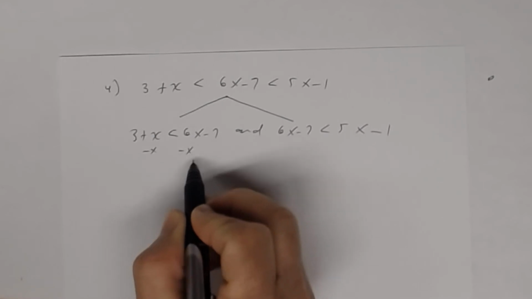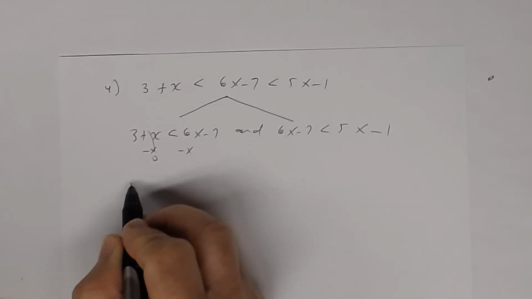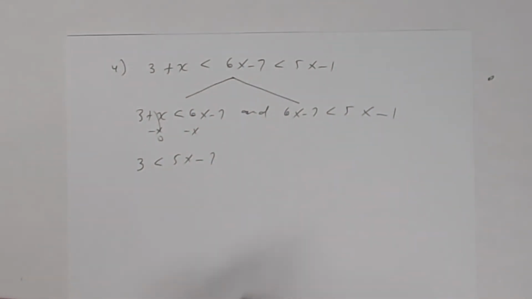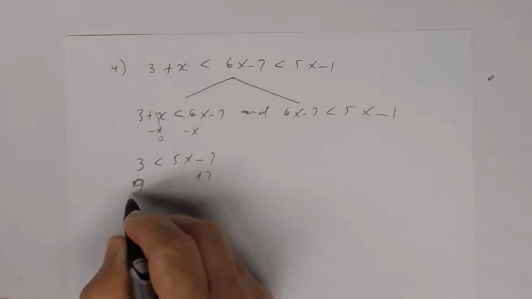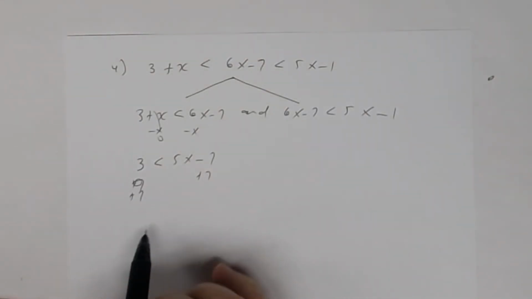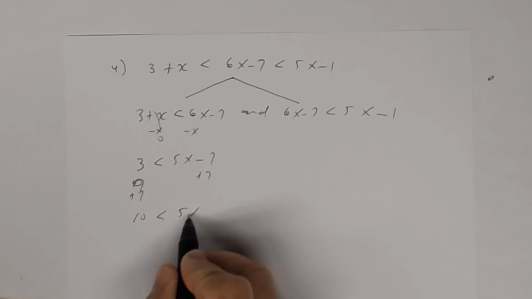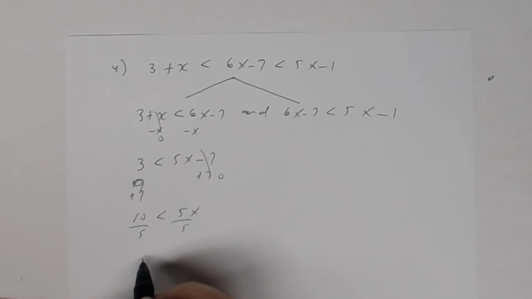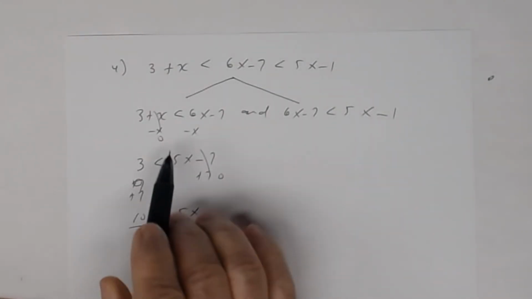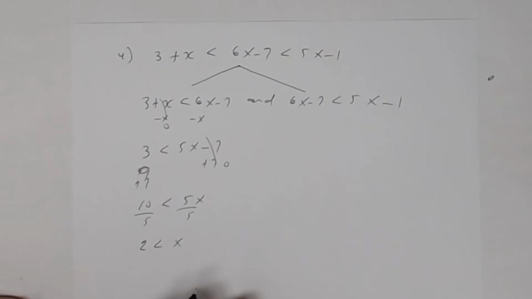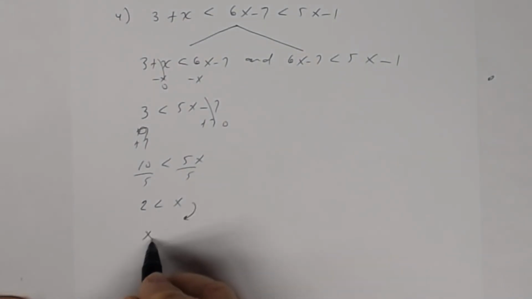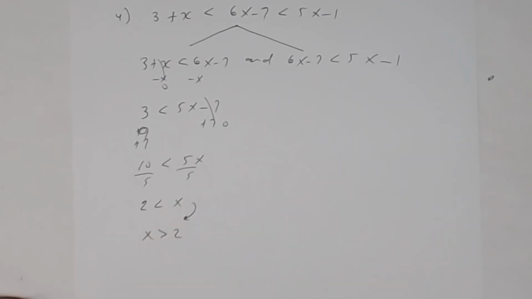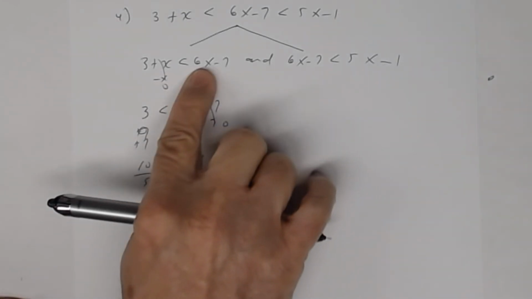So let's see, it's easier to bring the terms to the right side. So I'm going to subtract x from both sides. So this is 0 when I combine like terms. I get 3 is less than 6x minus x is 5x minus 7. Adding 7 to both sides, I get 3 and 7 is 10 is less than 5x. Divide both sides by 5. I get 10 divided by 5 is 2 is less than x. So the solution to this simple inequality is any real number greater than 2. So 2 is less than x means x is greater than 2.